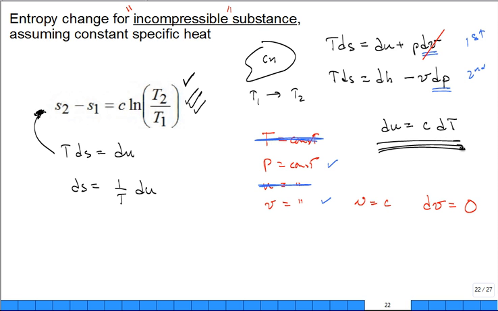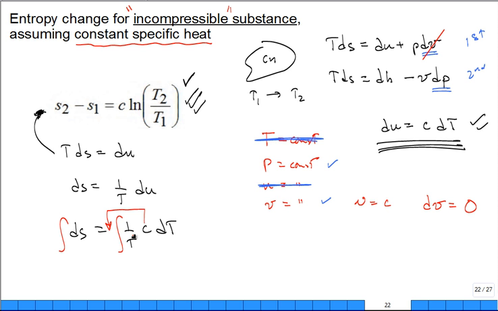Thumbs up, you agree? Only a few thumbs. Professor, we're tired. Is this good? Then what we can do is we can say dS equals 1 over T C dT. True? It's already been separated. I'm ready to integrate. And now we integrate. Now the question is, if I have constant specific heat, what can I do with that C? Come outside the integral.